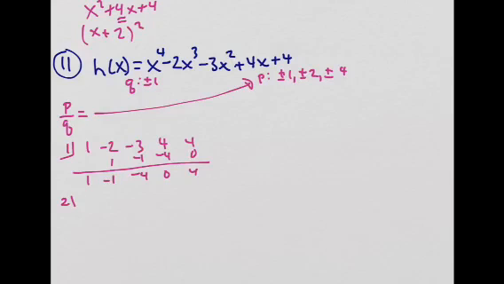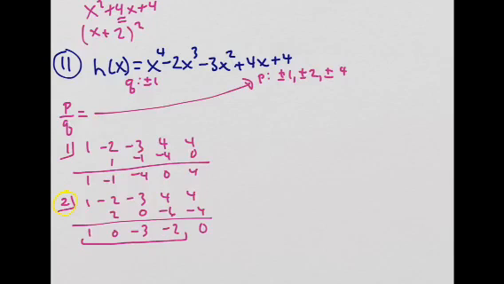I'll try 2. So 1, -2, -3, 4, and 4. Bring down the 1. 2 times 1 is 2. 0. 2 times 0 is 0. -3. This gives me -6. -2. -4. And this one works. Okay? This one works right here. Now I'm going to try, because this here is not a quadratic, so I can't stop right there. So I'm going to use 2 again, because if it worked once, it could work again. It doesn't always happen, but sometimes it does. So I've got to just give it a try.